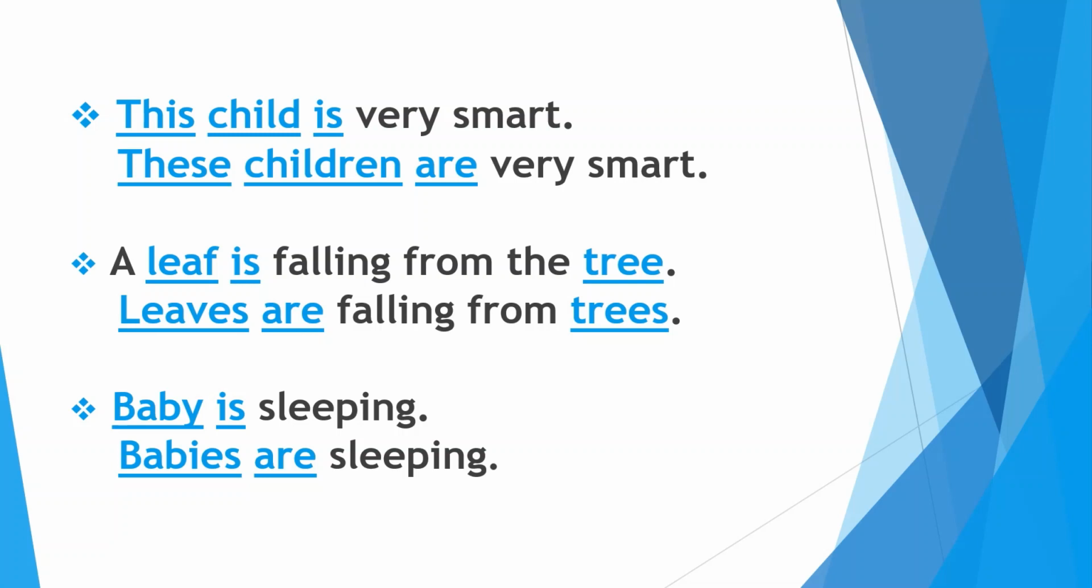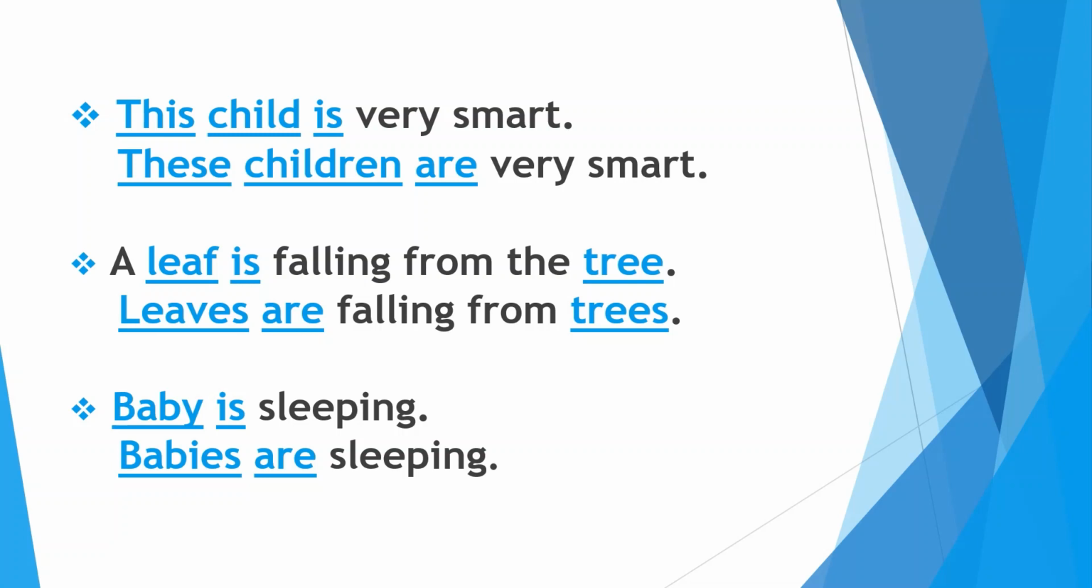Now see the next sentence. Baby is sleeping. In this sentence, the underlined words are baby and is. Means baby is a noun and is is a verb. So both these words you have to change into plural to make the sentence in plural form. So the correct sentence is: babies are sleeping.